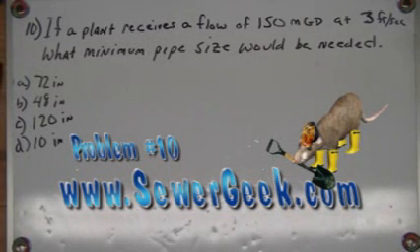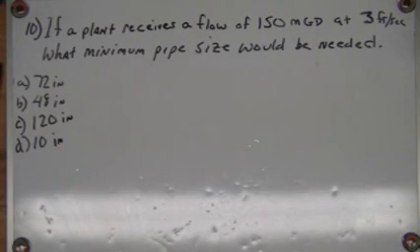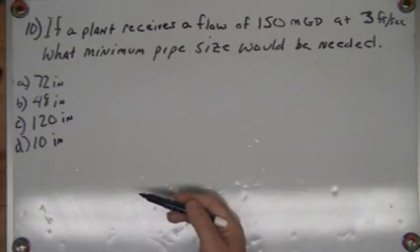Okay, we're at problem number 10 from the Wastewater Collection Math book at SewerGeek.com. If a plant receives a flow of 150 MGD at 3 feet per second, what minimum pipe size would be needed? Oh, we're going to simplify the problem a little bit. Before we do that, we're going to take a look at the answers.